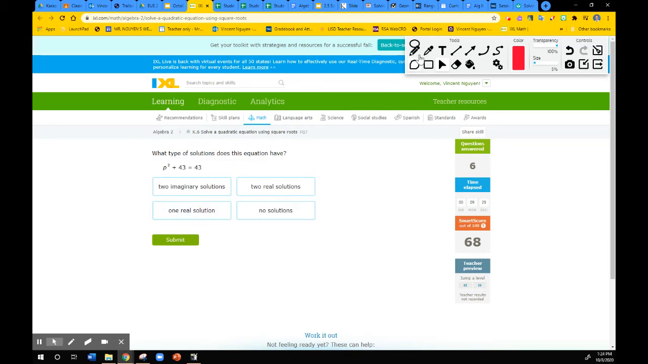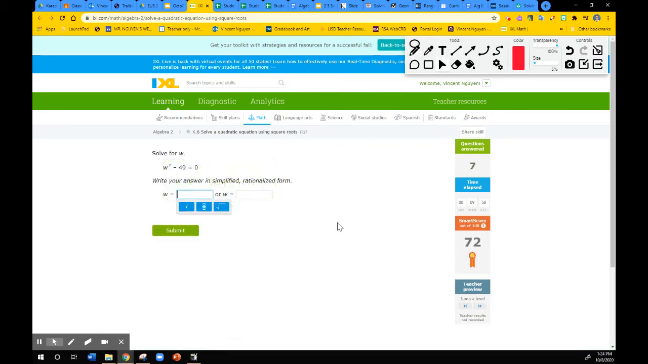All right, so here's the case where you have one solution, because you're going to end up moving the 43 over here by subtracting 43. When you subtract 43, you end up with a 0. And so when you square root both sides, you're going to end up square rooting a 0. Well, the square root of 0 is 0, so you're going to end up with just one real solution, which is 0. So that is the only case where you have one real solution. Select, submit, repeat, skip.